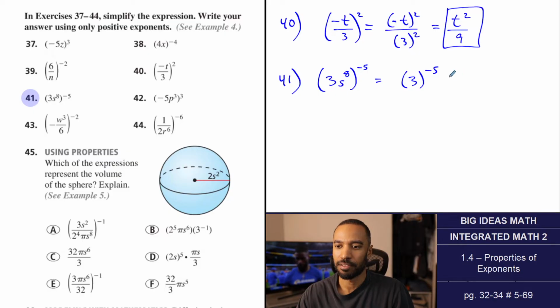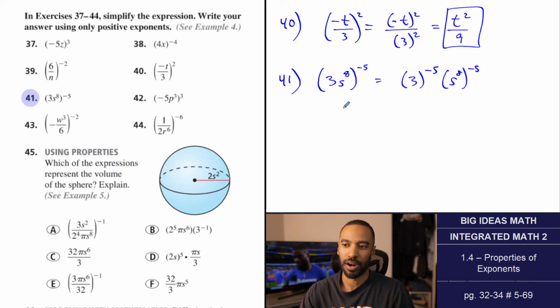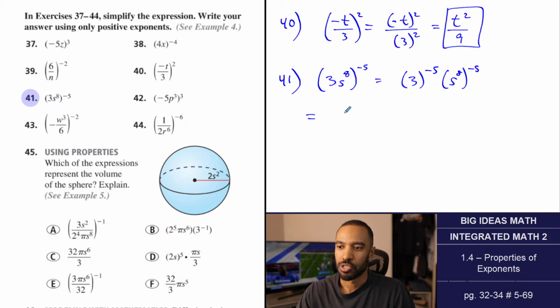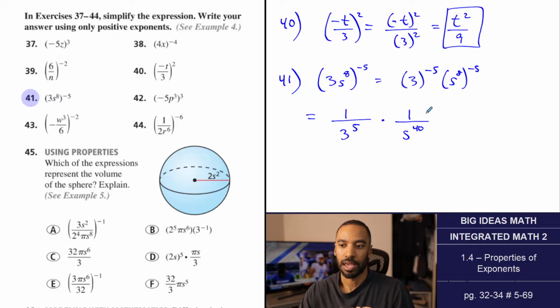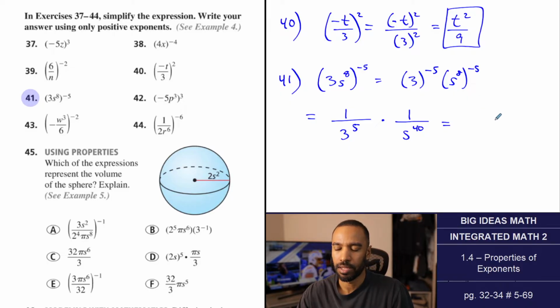So 3 to the negative 5th times s to the 8th to the negative 5th. You have to make sure you know what are s's and what are not, because I just have trouble with that. It's one of my many vices. So now that's 1 over 3 to the 5th times 1 over s to the 40th. 8 times 5. Right? I treated them positive, you know what I mean. 3 to the 5th is 243. So 1 over 243 s to the 40th.